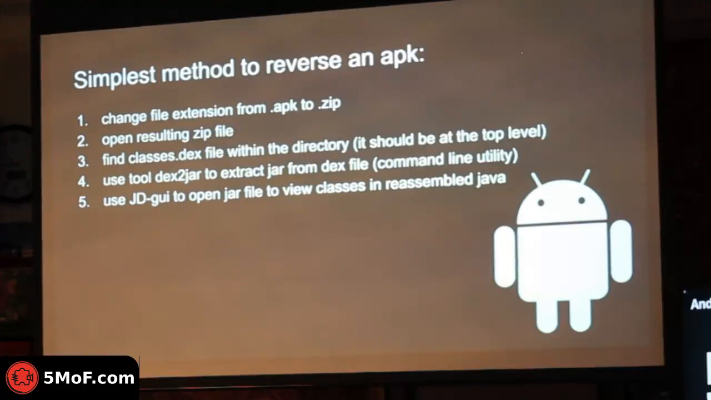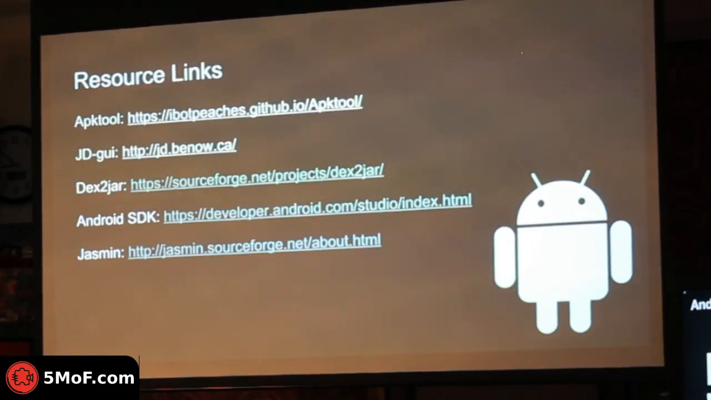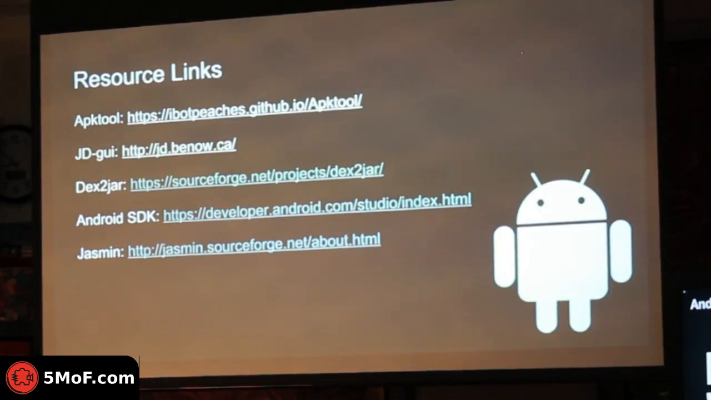I've done a little pre-disassembly, so I'm going to show you the results after I'm done with the slides. And so, resource links, if you want to download APKtool, JD-GUI, dex2jar, the Android SDK is super useful if you want to do other stuff, like use ADB to interact with the phone, and Jasmin is available on SourceForge.